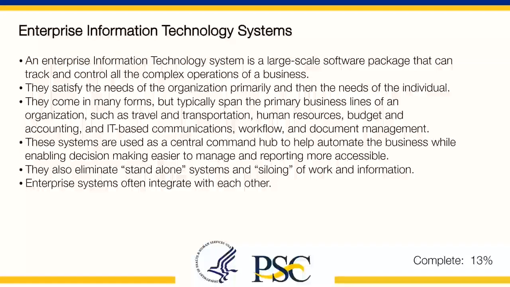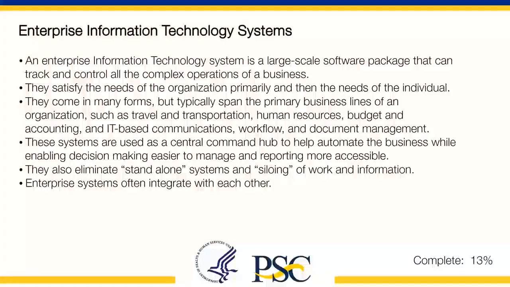An enterprise information technology system is a large-scale software package that can track and control all the complex operations of a business. They satisfy the needs of the organization primarily and then the needs of the individual. They come in many forms, but typically span the primary business lines of an organization, such as travel and transportation, human resources, budget and accounting, and IT-based communications, workflow, and document management.